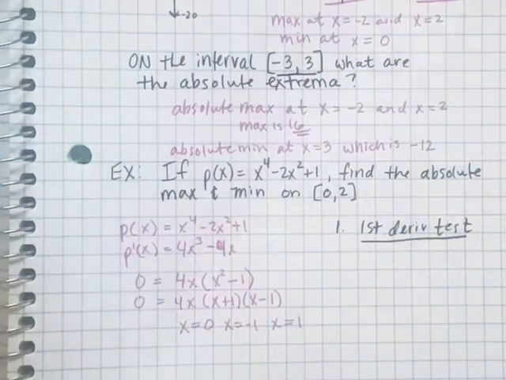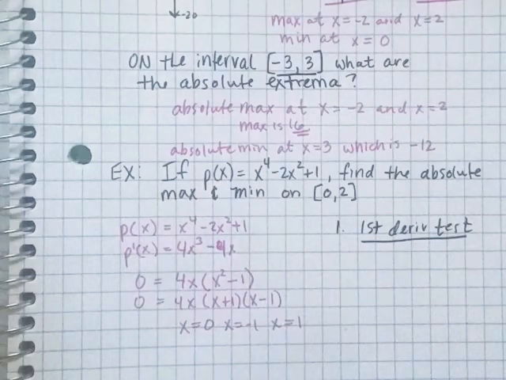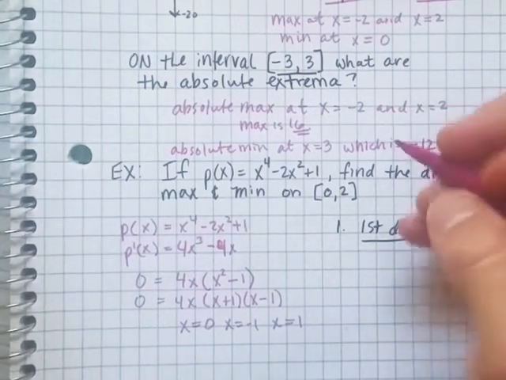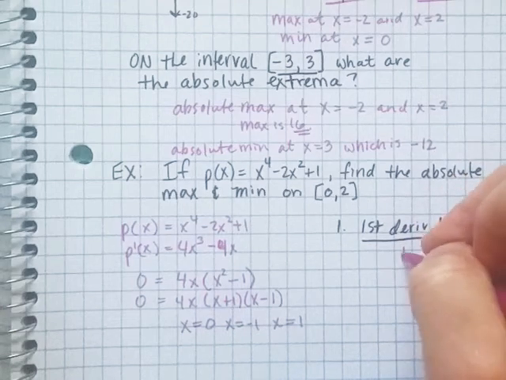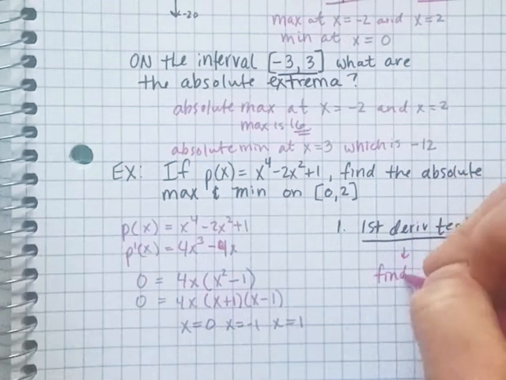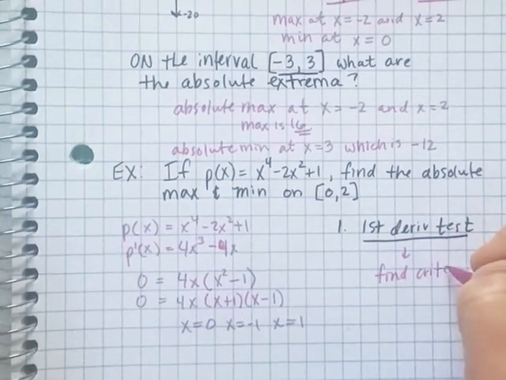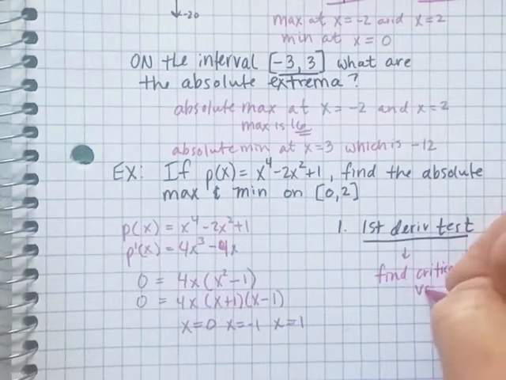Now what we don't have to do this time is necessarily create a number line, because we're not talking about when it changes from increasing or decreasing. We just need to know what the critical values are. So if you find that first derivative test, find those critical values.